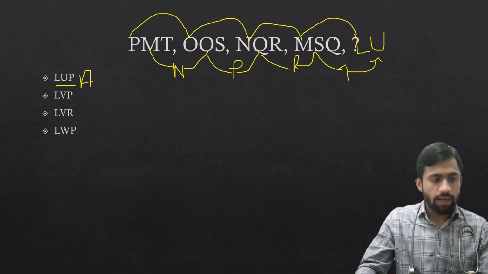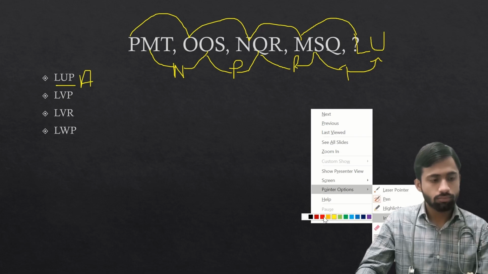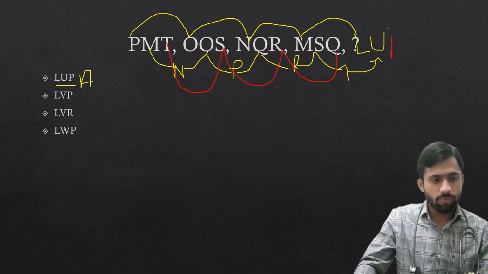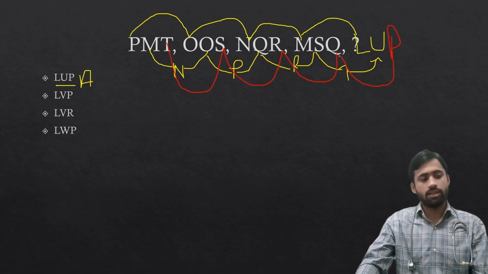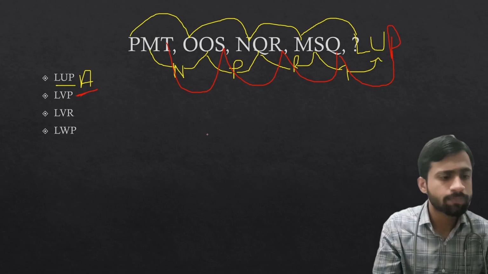So it is again in the reverse order. Let me change the color for you. Q R S T. Okay, so it must be P. P Q R S T. So L U P is the right answer. Good.